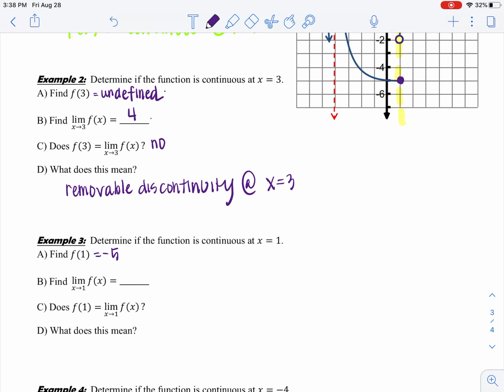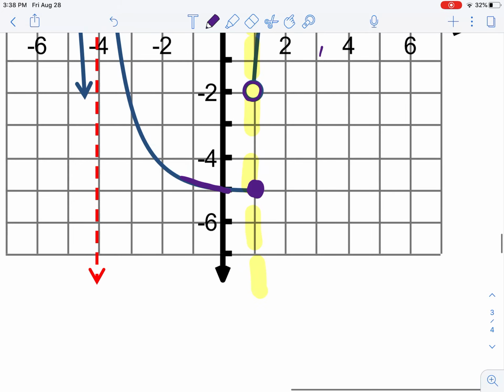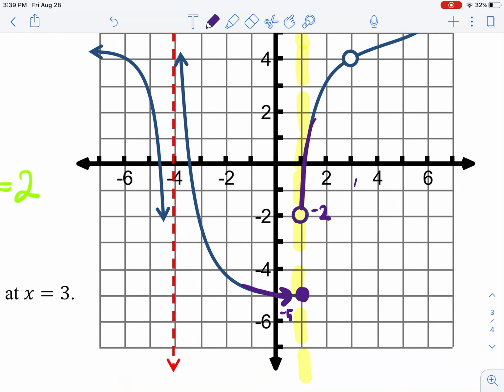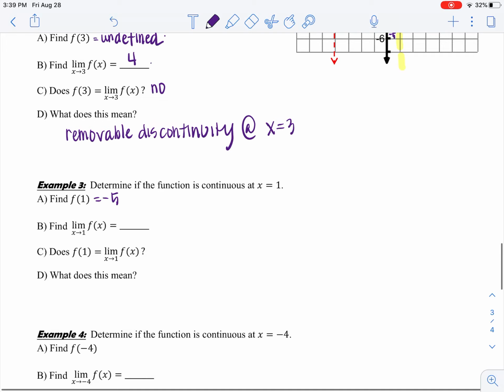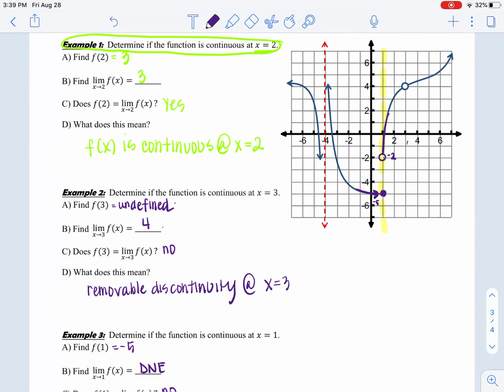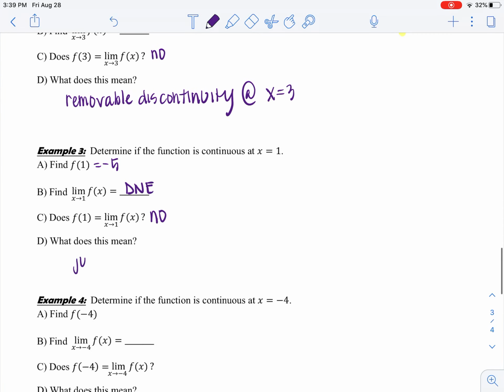The next one says find the limit as x approaches 1. I'm going to approach 1 from the left. What y value am I approaching? -5. I'm going to approach 1 from the right. What y value am I approaching? -2. Those are two different y values, so the limit does not exist. These two are not equal, so there's a discontinuity. What kind of discontinuity is this? If you look, it's a jump in the graph. It's a vertical jump. So there is a jump discontinuity at x equals 1.